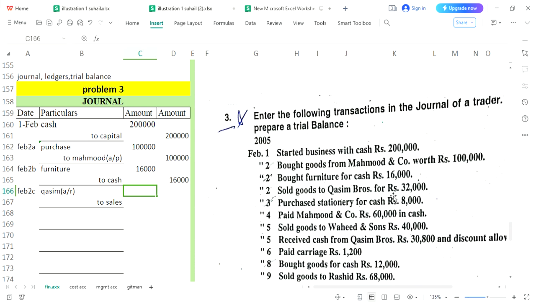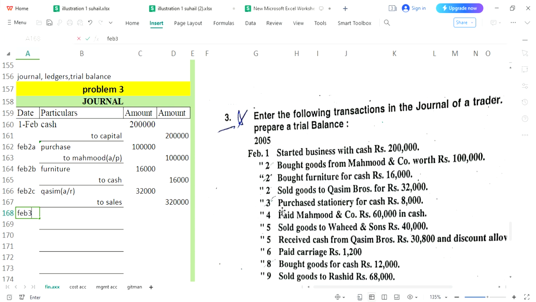How much worth of goods have we sold to Qasim? Here, this is your entry, 32,000 is the amount of sales. So you are going to write 32,000 on debit side, then the same amount would be written on credit side as well. The February 2nd entry is completed. Here we have completed 3 entries related to February 2nd, and all 3 entries are present here. Next is February 3.